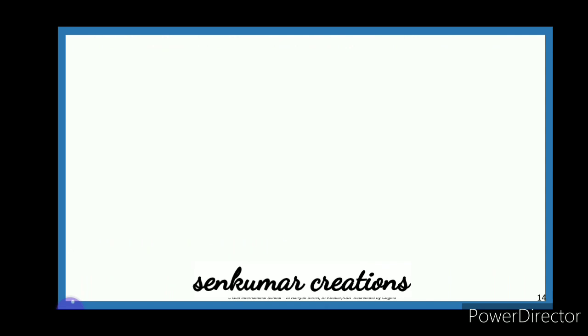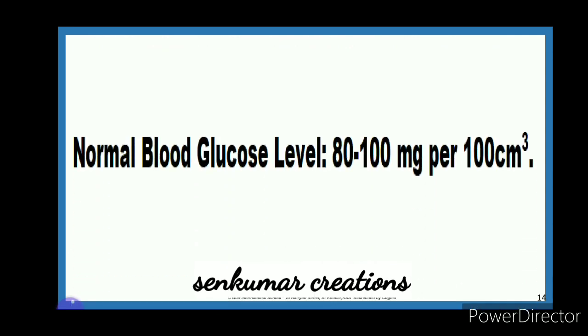Okay, students, the normal blood glucose level in the body is 80 to 100 milligrams per 100 cubic centimeters. So you know the sugar patient, we say diabetics, right? Diabetics means the level goes above 100, and 120 and above we can call them diabetics. Sugar patients should reduce the level of glucose content in their body. Okay, students, so this is maintaining the constant glucose level in the body.